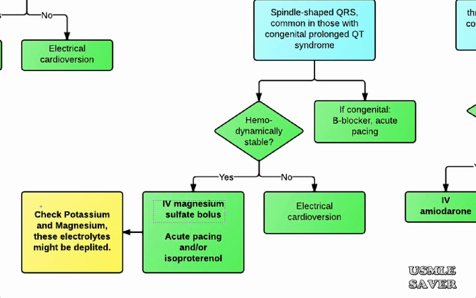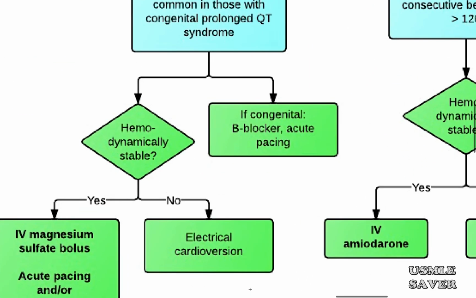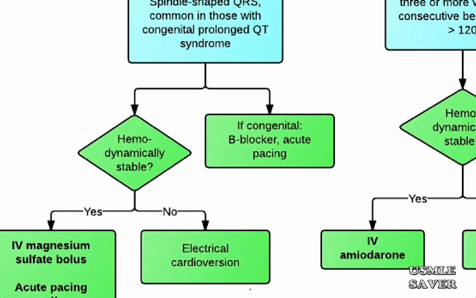You can also try acute pacing. But make sure you follow these patients' potassium and magnesium levels. If this is a congenital problem, then you can try beta blockers and acute pacing. All right, let's move to VTach.